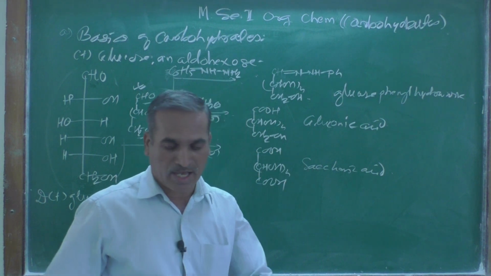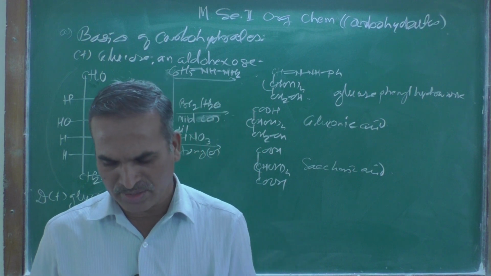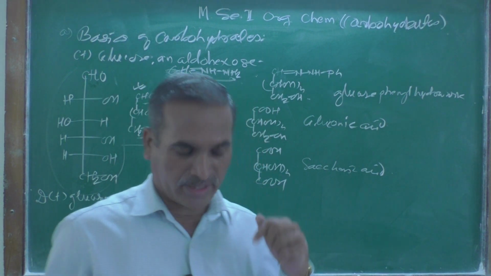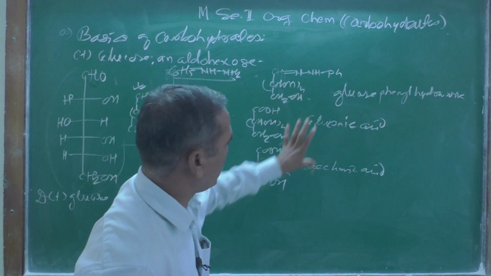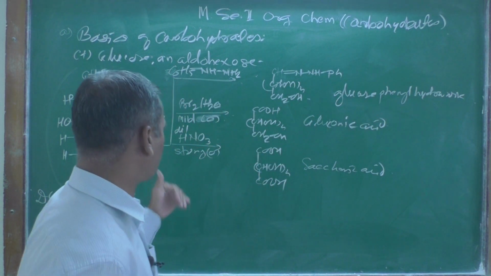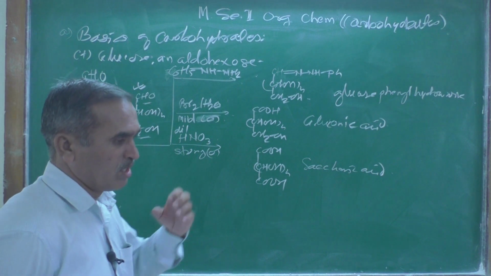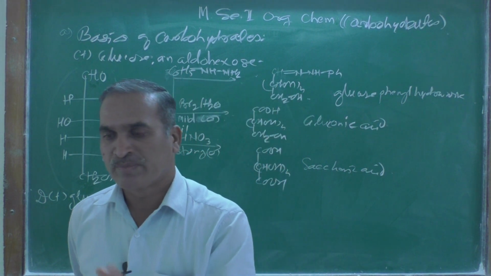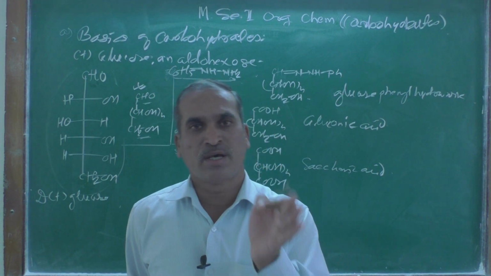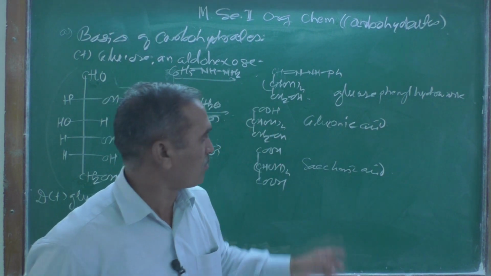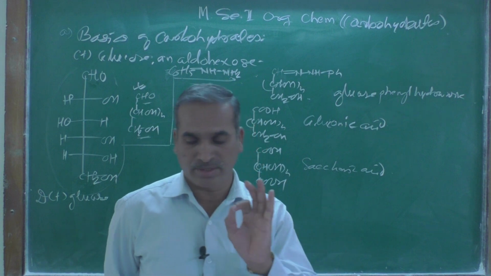This is called saccharic acid. On one side we get gluconic acid, here we get saccharic acid. Saccharic acid means the aldehyde group as well as the primary alcohol get oxidized and are converted into carboxylic groups, and the resulting compound formed is called saccharic acid. Got it?